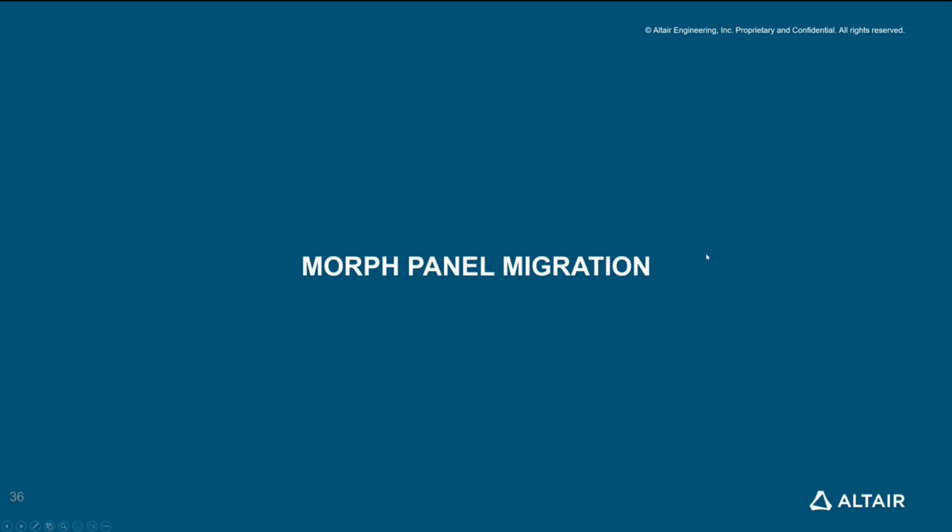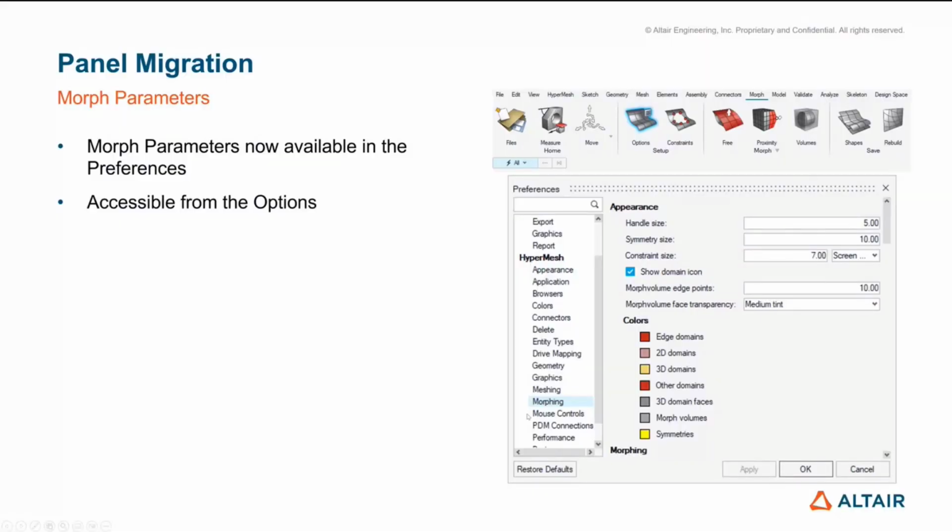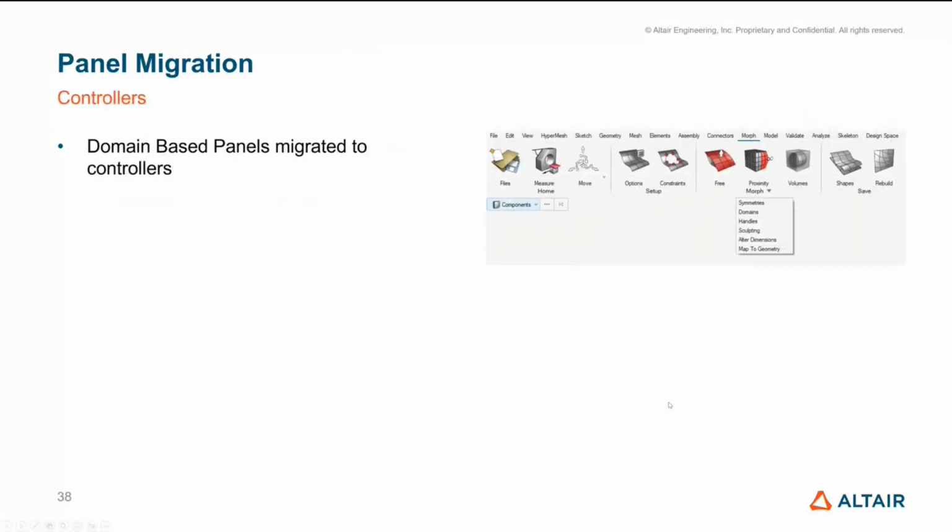So the first thing we've managed to migrate is that all of the morphing options are now available from the preferences. If you're in the ribbon, you can access the preferences directly via the options, but all of the options are now directly available in the preferences. So it's standardization of the parameters.